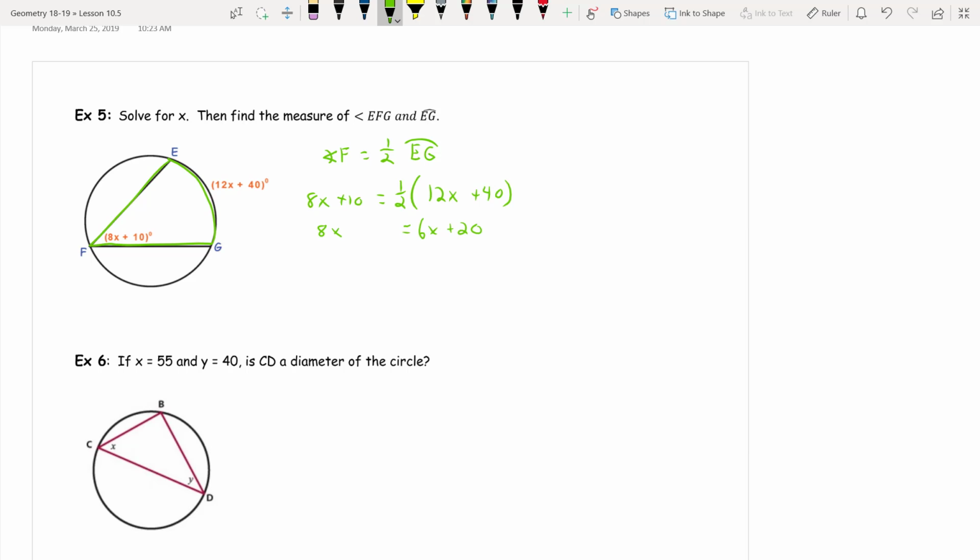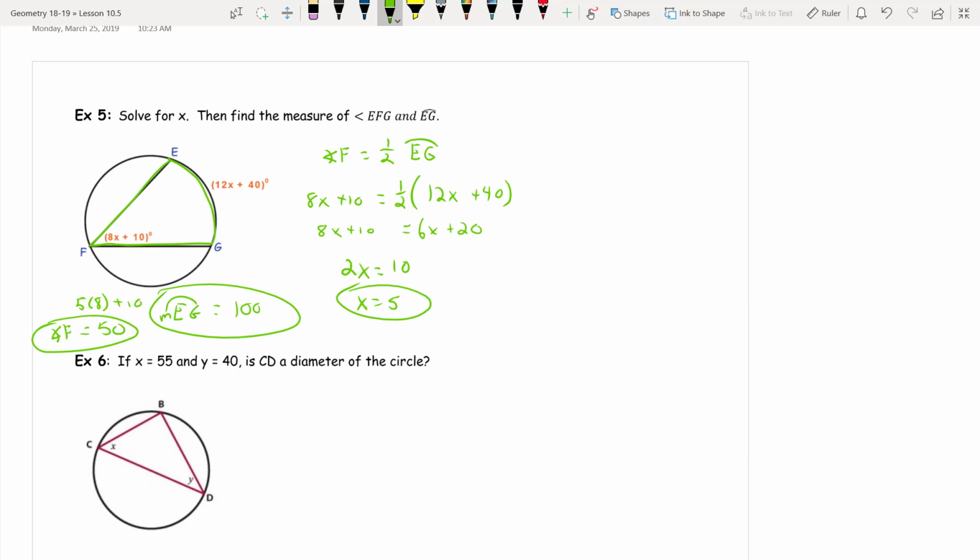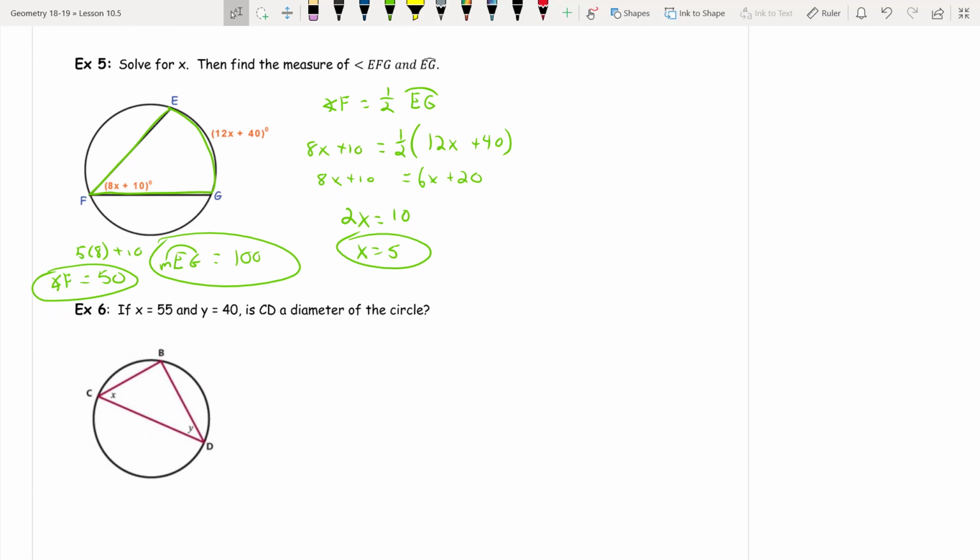and now I've just got 8x plus 10 equals 6x plus 20. And I'm going to move some stuff around, and I end up with 2x on the left, and I end up with 10 on the right, and x is going to give me 5. They then want us to find the measures. So 5 times 8 plus 10 is 40 plus 10. So my angle is 50. Angle F is 50. So that tells me right away that EG's measure is going to be double that, or 100.